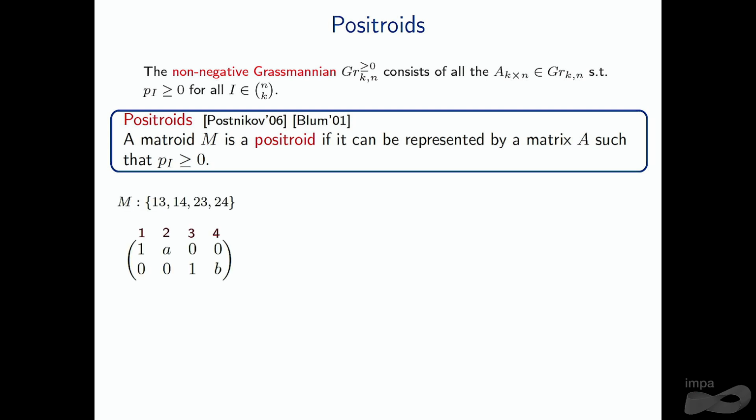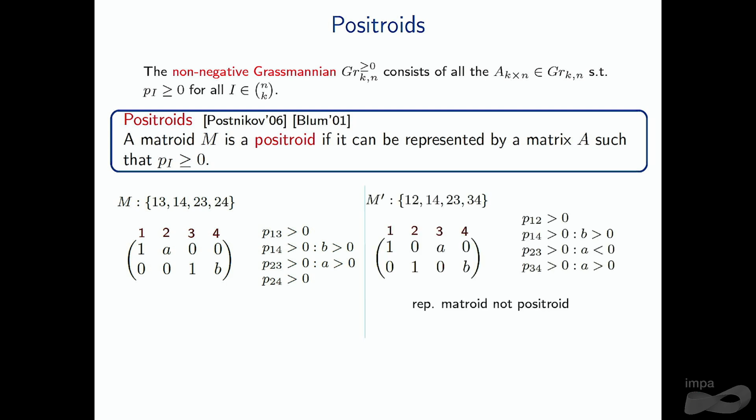So for instance, here I have a matroid on the set 1 up to 4 of rank 2. And I ask myself, is this matroid a positroid? So I can think of this matroid as represented by a matrix that looks like this after row reduction. And so one just asks oneself if I can put here A and B in such a way that the bases of this matroid correspond to the bases of this matrix. And in this case, the answer is yes. I can just choose A to be positive and B as well. And I'm going to get a matrix realization of the matroid M. It means that this matroid is a positroid.